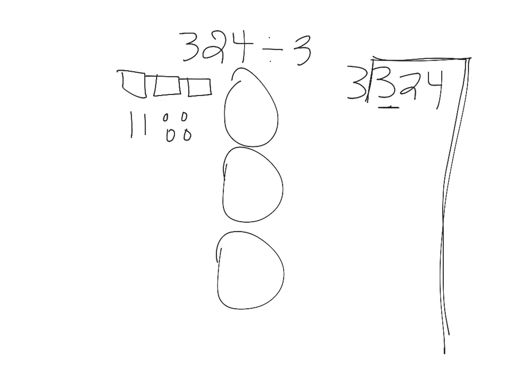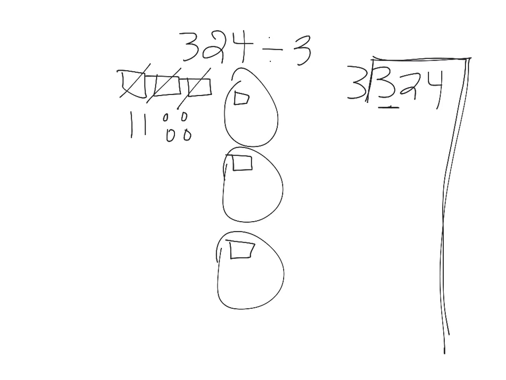So if I have 3 hundreds, you need to think, how many hundreds can I put in each group? You can put 100 in each group. Let's try that. 100, 100, 100. How many hundreds are we left with? None.